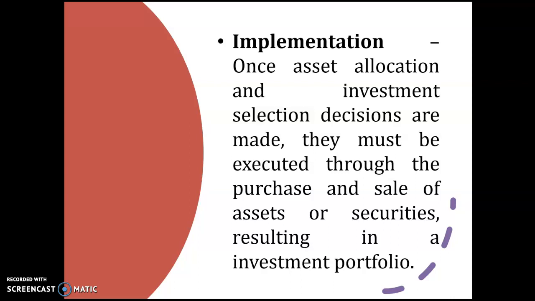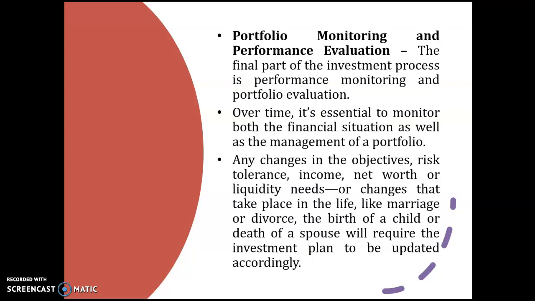So once asset allocation and investment selection decisions are done, it must be executed through purchase and sale of assets or securities. Once you have selected the particular instrument, asset or security that you need to buy, then you need to execute it. That is, you purchase that particular security, or if you already hold one security, you can sell it off. That is the implementation part of the investment process.